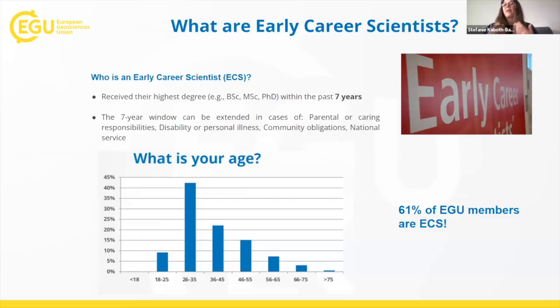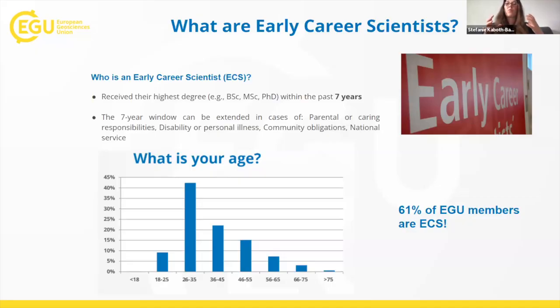This window, however, can be adapted considering family leave, you got a child, or you've been ill for some reason, or you had to do some army service like national services. These kind of things that can put a pause on your academic career are also considered when we look at that time frame. Generally, early career scientists really cater to people at the beginning, at the onset of the academic career.